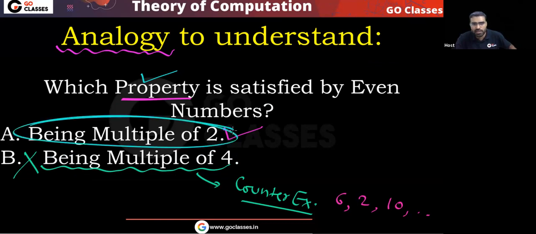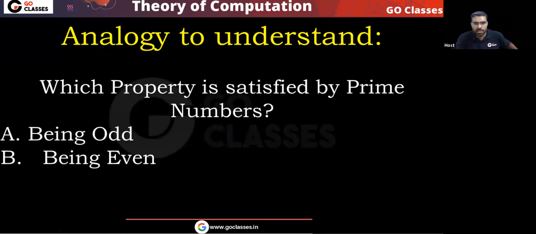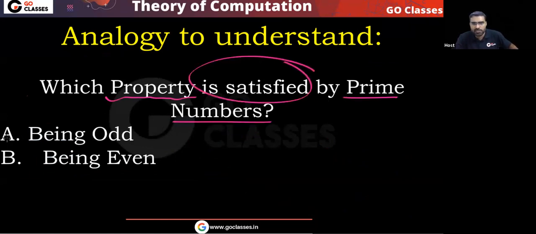But you can say they are multiples of 2, because every even number is a multiple of 2, right? Yes or no? Every even number satisfies this property. Okay, so this is the idea. Now tell me the answer for this question. Which property is satisfied by prime numbers?